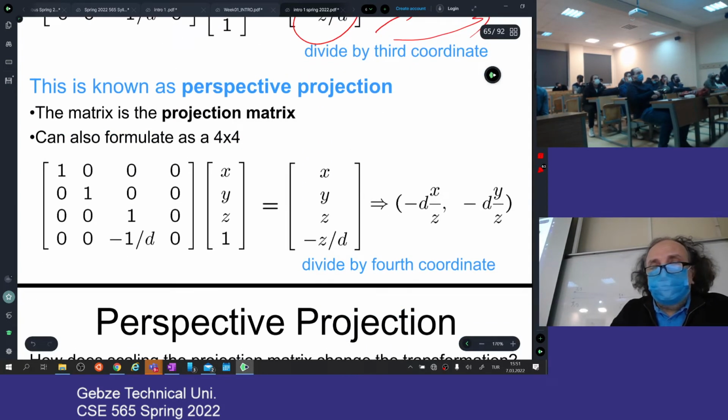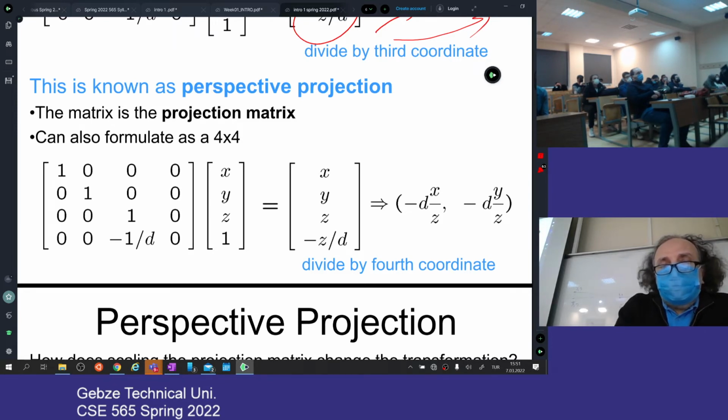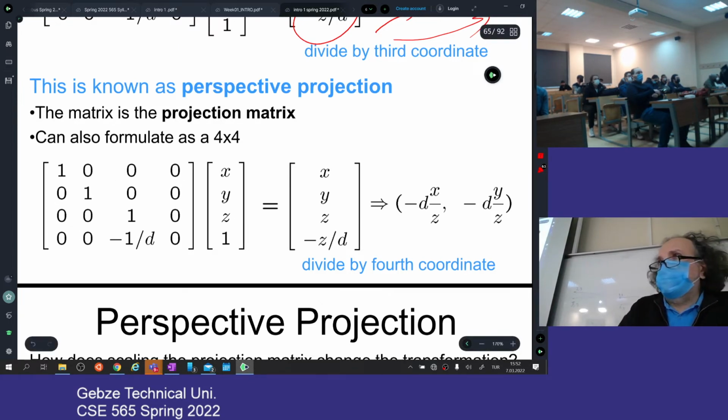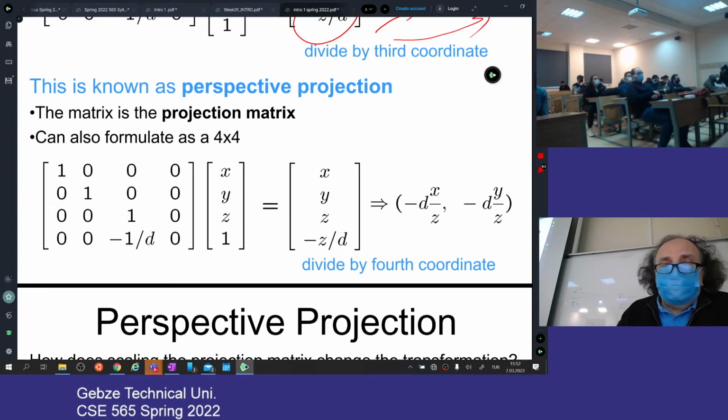Sometimes people do this too. It's the same thing. Okay, so it's a diagonal matrix, but here I have minus 1 over d. Again, this is a matrix in homogeneous coordinates. I can multiply all the numbers of this matrix with a constant and the result will not change. So maybe I can multiply all of them with d.